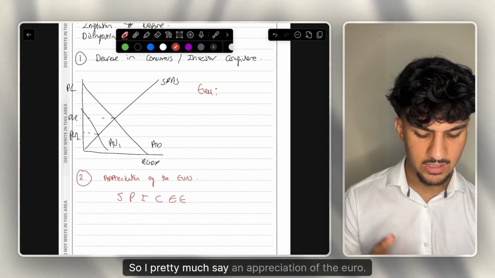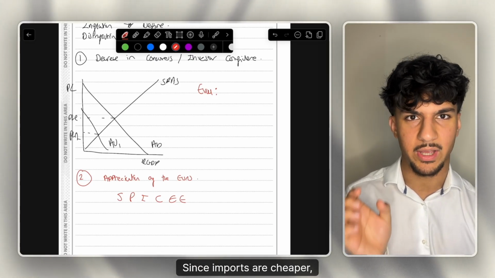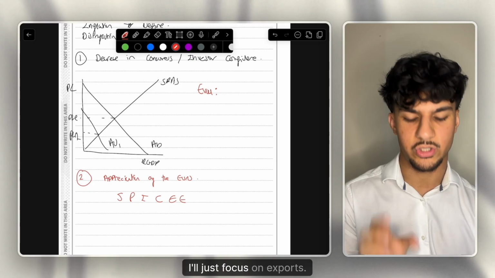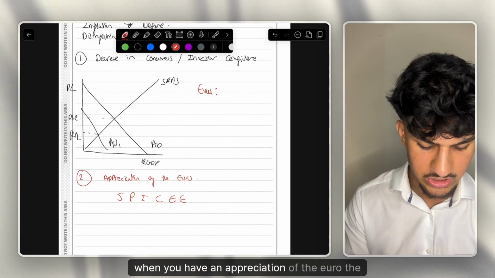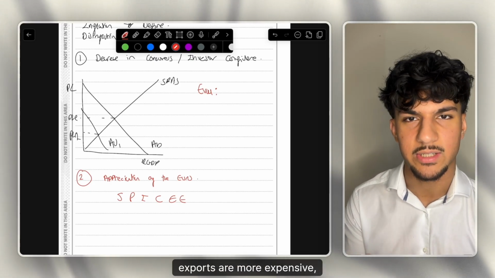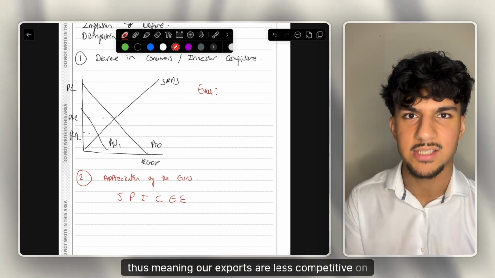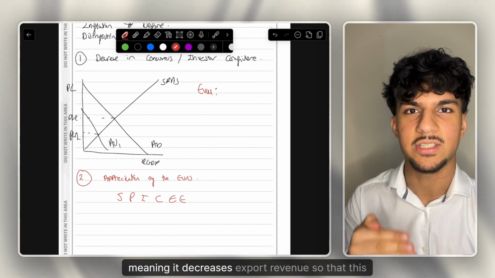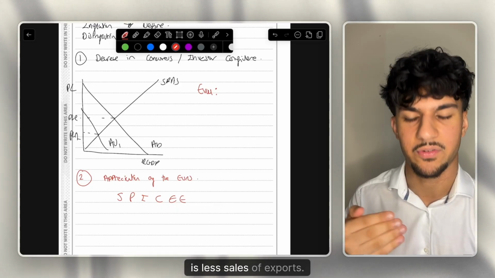So I'd pretty much say an appreciation of the euro, since imports are cheaper and exports are more expensive, I would just focus on exports. When you have an appreciation of the euro, the exports are more expensive, thus meaning our exports are less competitive on global markets, meaning it decreases export revenue, so that there's less sales of exports.